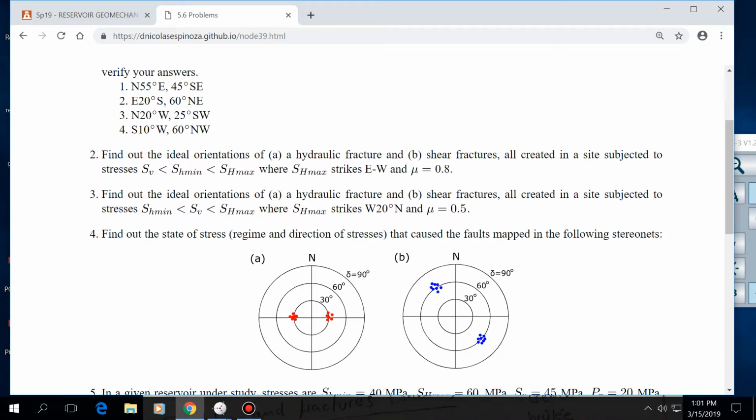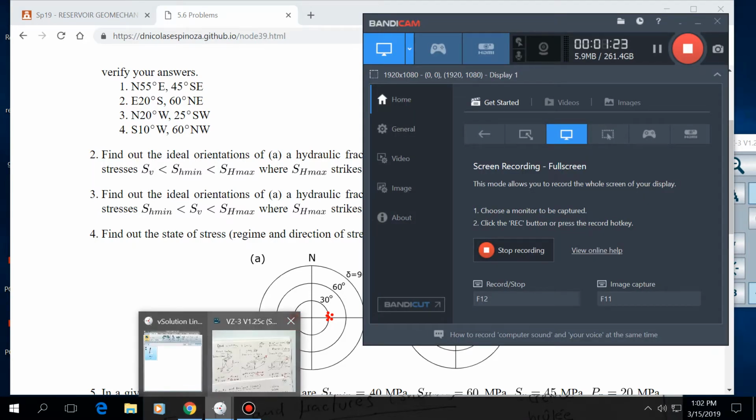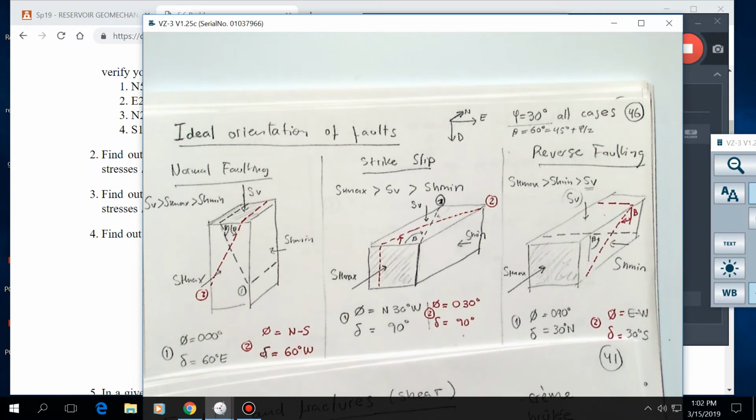In this case, which problem, number 2? Number 2, we have a site which is subjected to reverse faulting, right? The maximum horizontal stress is the maximum, the minimum is vertical. So this is going to be very similar to this case over here.